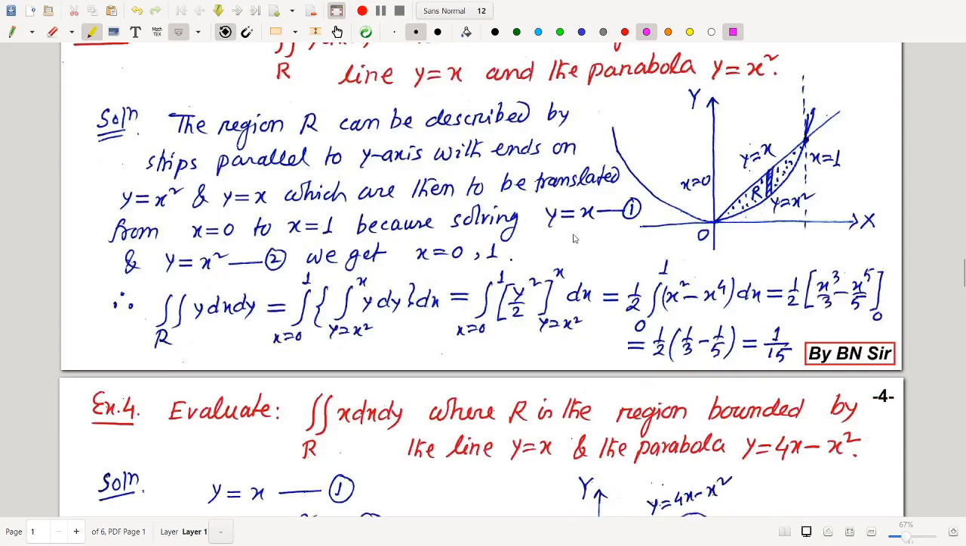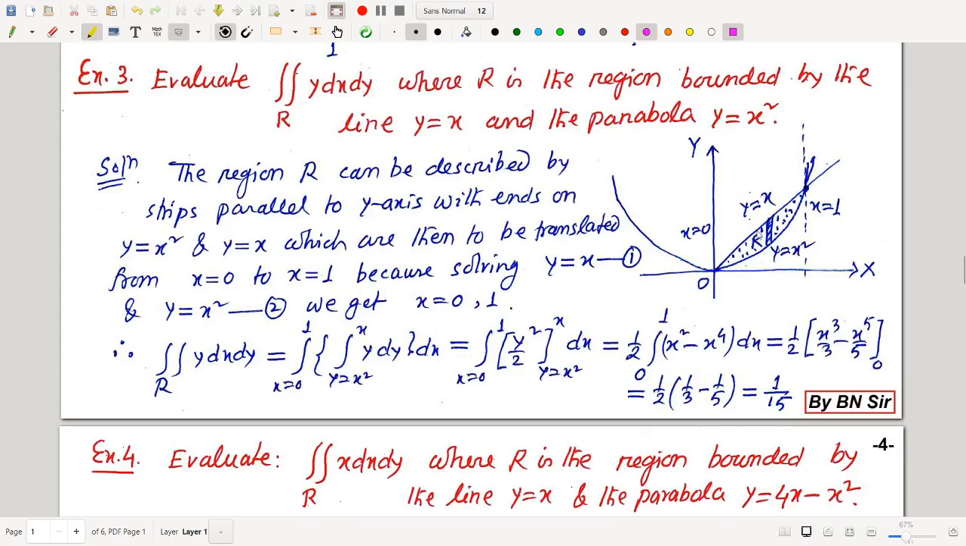So obviously we see that this region is to be described by strips parallel to y axis. Here the lower limit of y is x square, the upper limit is x, y equal to x. So the region R can be described by strips parallel to y axis with ends on y equal to x square and y equal to x, which are then to be translated from x equal to 0 to x equal to 1. How do we know x equal to 0 to x equal to 1?